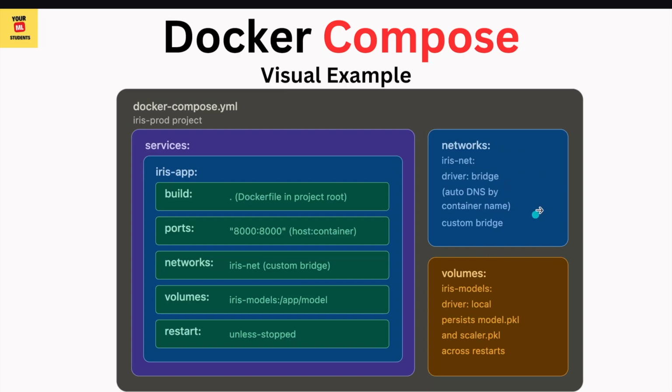So separately it has created networks and volumes, and then we have attached this network and volume inside my app, which is under services. So this is the visual example of it. I hope you have understood it so far.